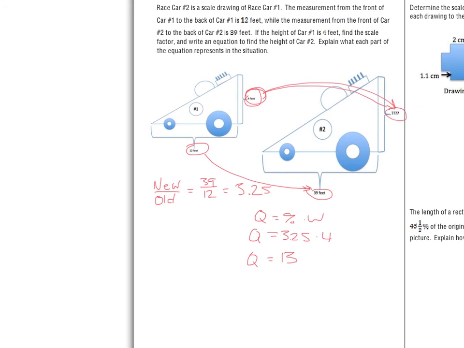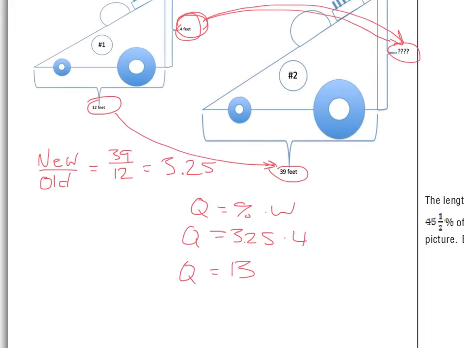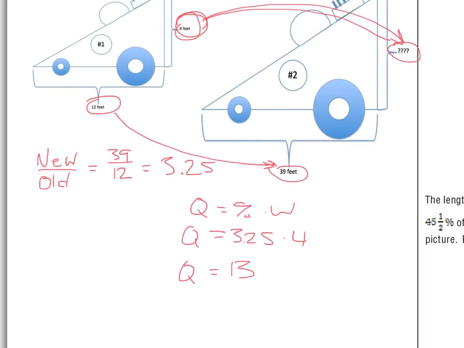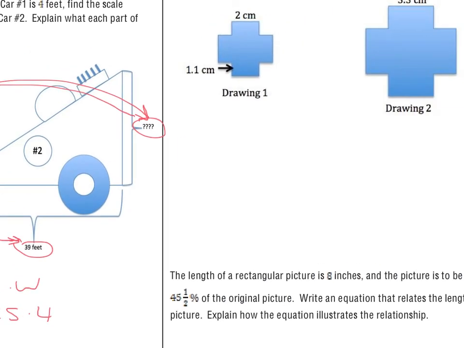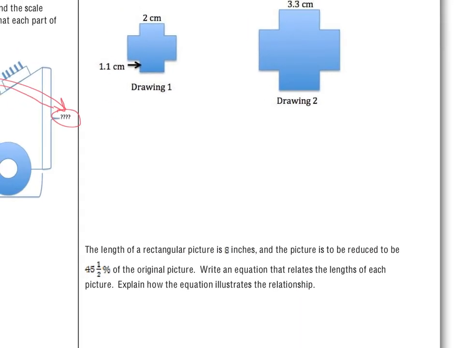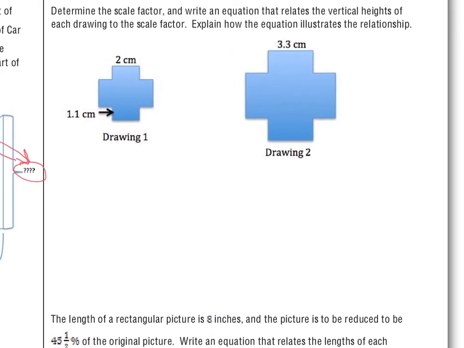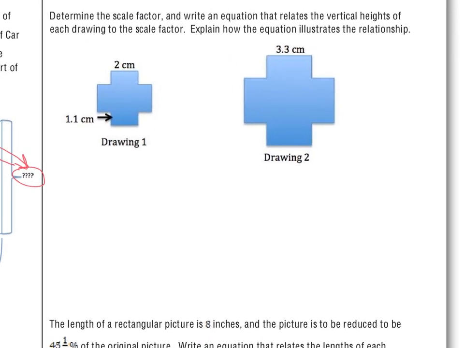Explain what each part of the equation represents in the situation. So thinking that through with your partner, this is our scale factor. This is your whole, or your original height of your first drawing. And this is your height of your scaled drawing. One more problem, or two more problems, go ahead and do this one on your own, and then check back in as well.